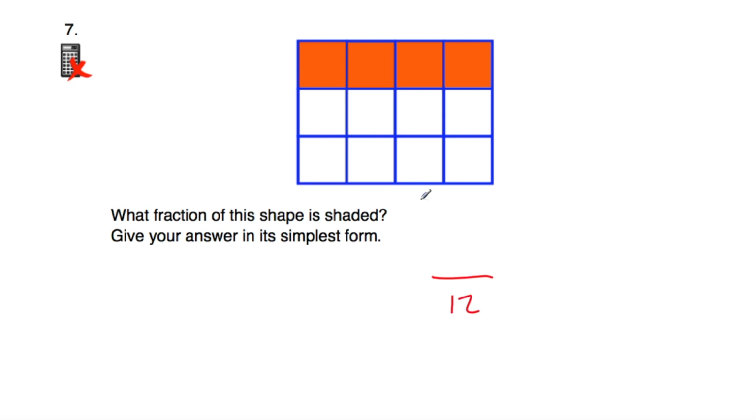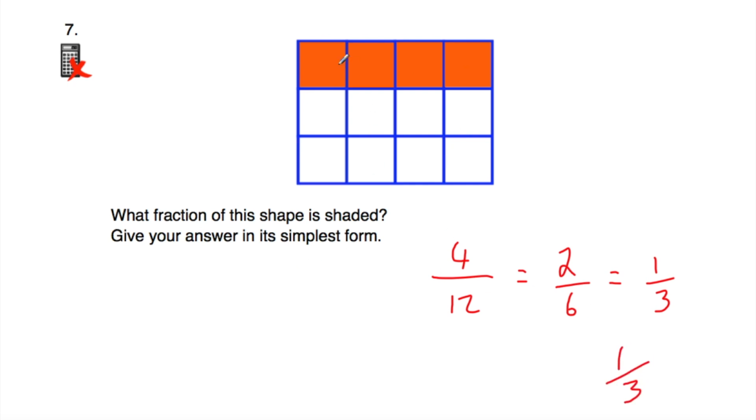So there's 12 squares, and 1, 2, 3, 4 shaded, so 4/12 of that shape is shaded. And the question says to give it in its simplest form, so you could cancel it down. They're both even, so you could half them both. So that'll be 2/6, because 4 divided by 2 is 2, and 12 divided by 2 is 6. And then you could half again, and that'll be 1/3. So 1/3 of that shape is shaded. So the answer is 1/3.